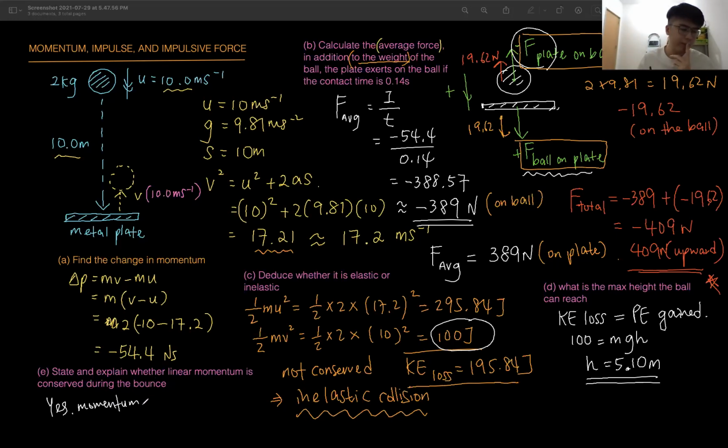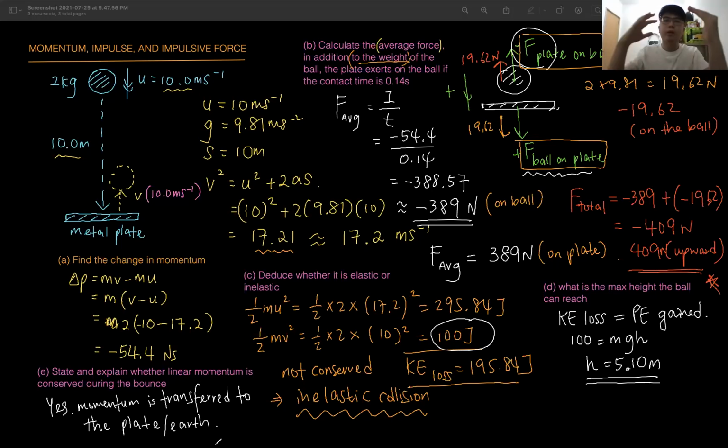The momentum has been transferred. Momentum is transferred to what? To the plate or to the earth. So momentum is conserved and some of it has been transferred to the plate or to the earth. Because the earth's size is very huge, the movement is not significant. It is negligible.